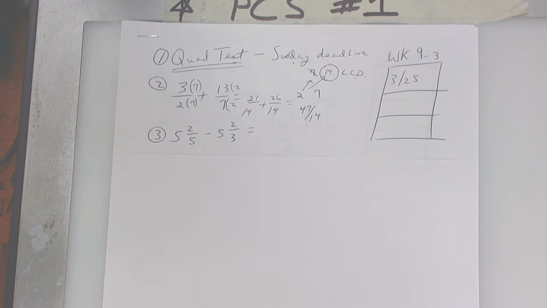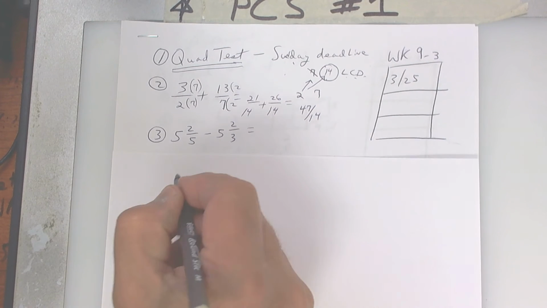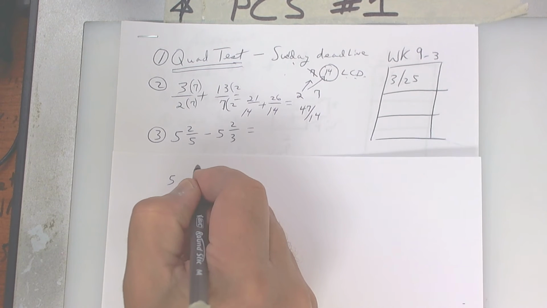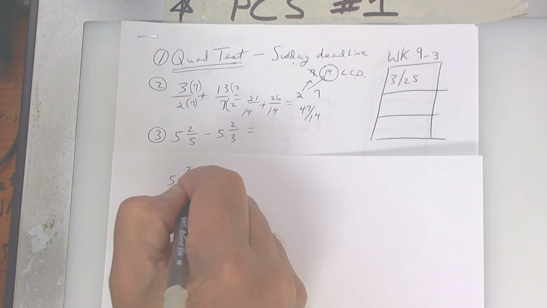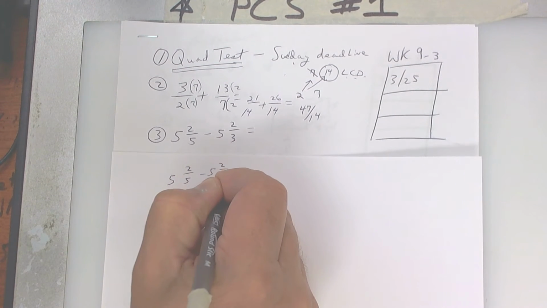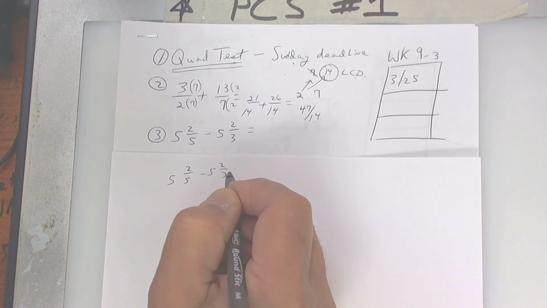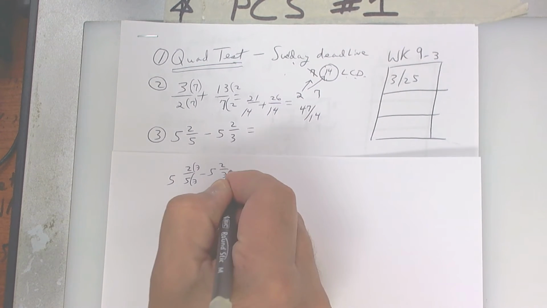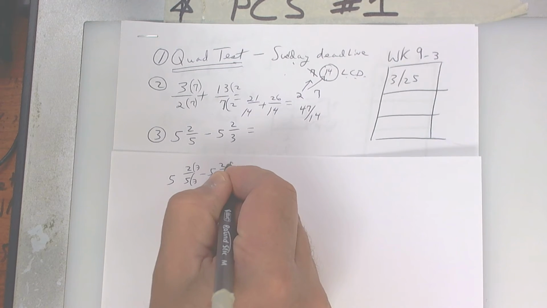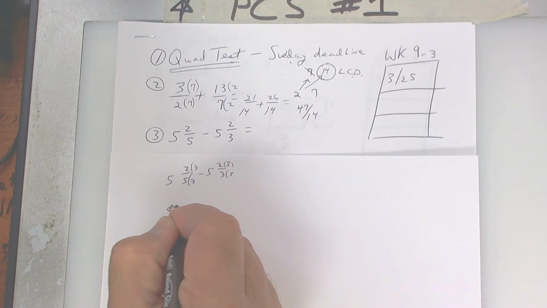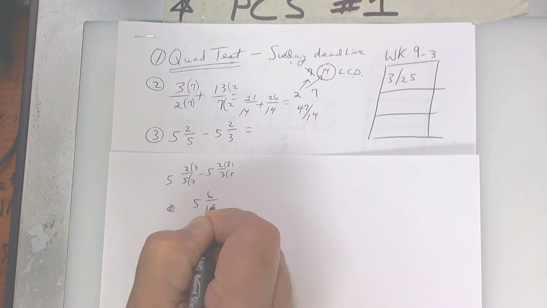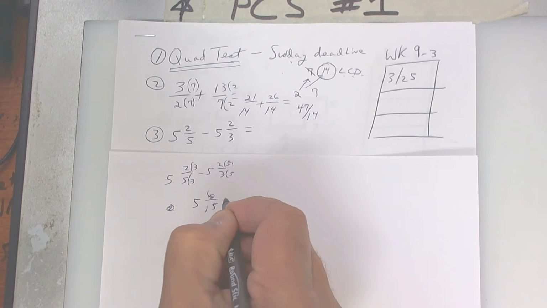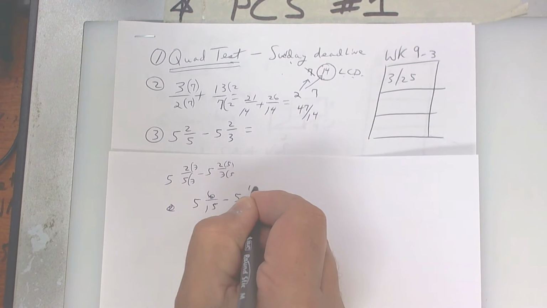This one right here, there's a lot of ways to subtract it. The first way I do, and this is the way I do it, I first have to find the least common denominator, and that's 15. So I'm going to take this times 3, this times 5. So I get 5 and 6 over 15 minus 5 and 10 over 15.